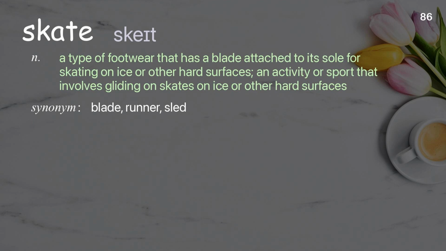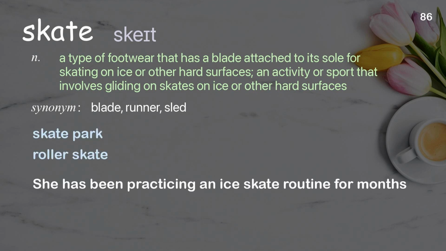Skate. A type of footwear that has a blade attached to its sole for skating on ice or other hard surfaces, an activity or sport that involves gliding on skates on ice or other hard surfaces. Examples: Skate park, roller skate. She has been practicing an ice skate routine for months.